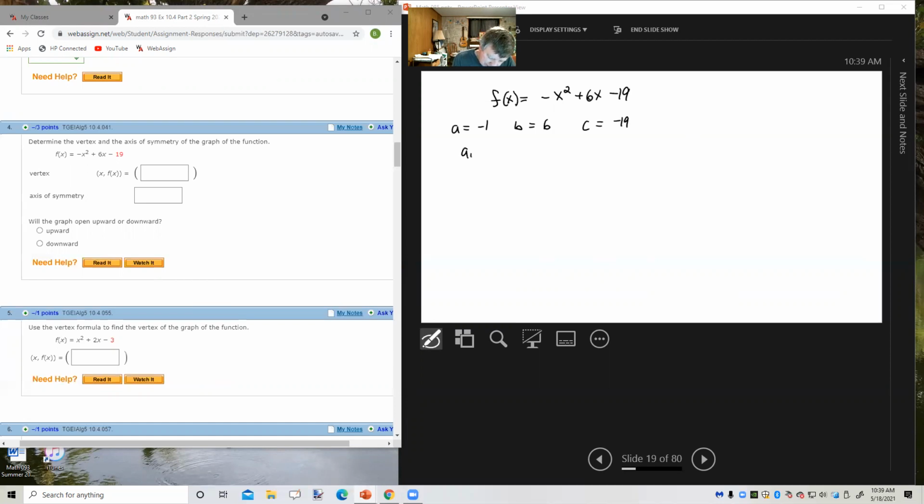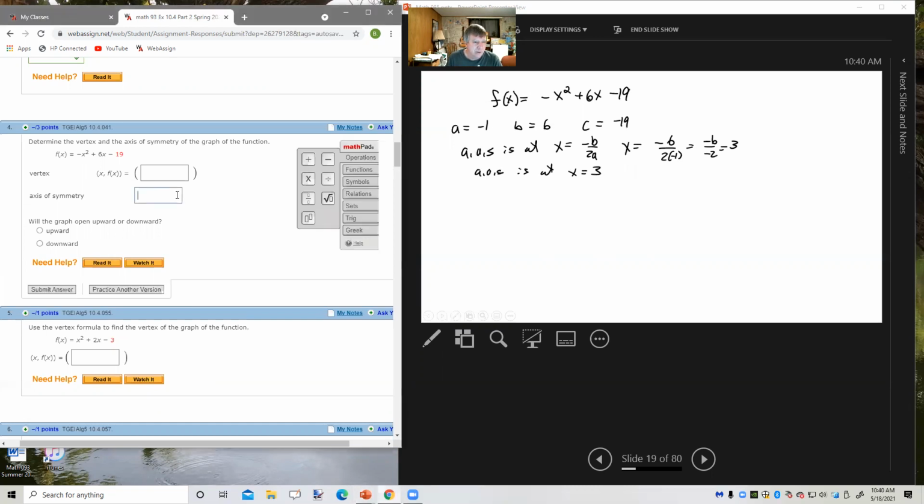So let's see. The axis of symmetry is at x equals negative b over 2a. So that would be x equals -6 over 2 times -1, -6 over -2, which is 3. So the axis of symmetry is at x equals 3. So we're going to come over here and put in x equals 3. And we already know that 3 is the x value of the vertex.